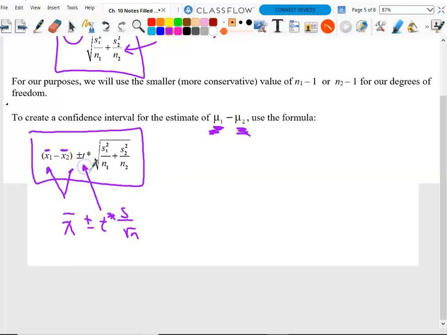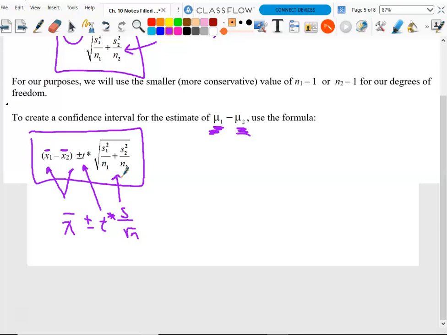We still have a t star, and our standard deviation just got more complicated because we have two samples. Now, they don't give you those formulas that nicely, but structurally it's the exact same as we've played with before.